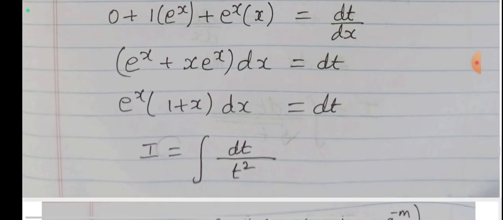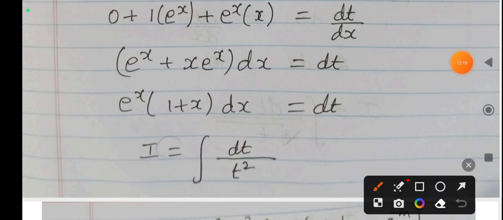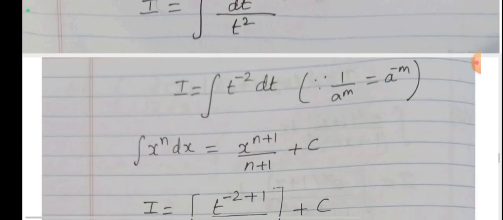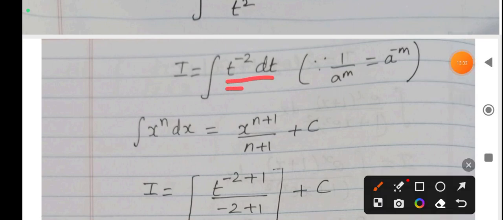But one change: last time we got only 1 by t, so the integration of 1 by t is log t. But here we got t square. It's like 1 by a power m, which is nothing but a power minus m. Is this correct, children? So may I write it as t power minus 2. So integral t power minus 2 dt, correct? Check. Because 1 by a power m is a power minus m.